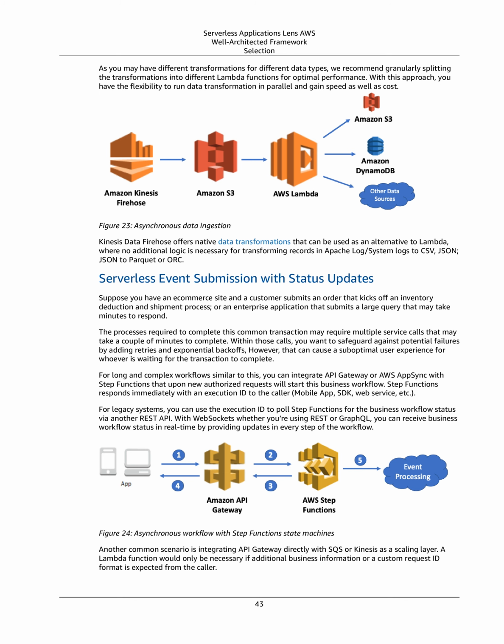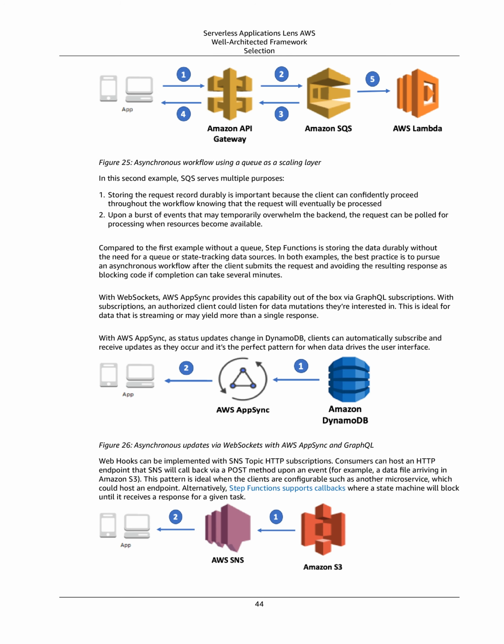Another common scenario is integrating API Gateway directly with SQS or Kinesis as a scaling layer. A Lambda function would only be necessary if additional business information or a custom request ID format is expected from the caller. In this second example, SQS serves multiple purposes. First, storing the request record durably is important because the client can confidently proceed throughout the workflow knowing that the request will eventually be processed too.